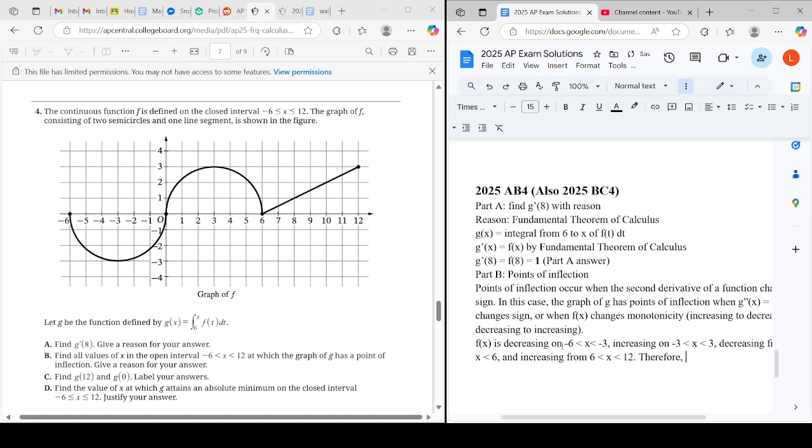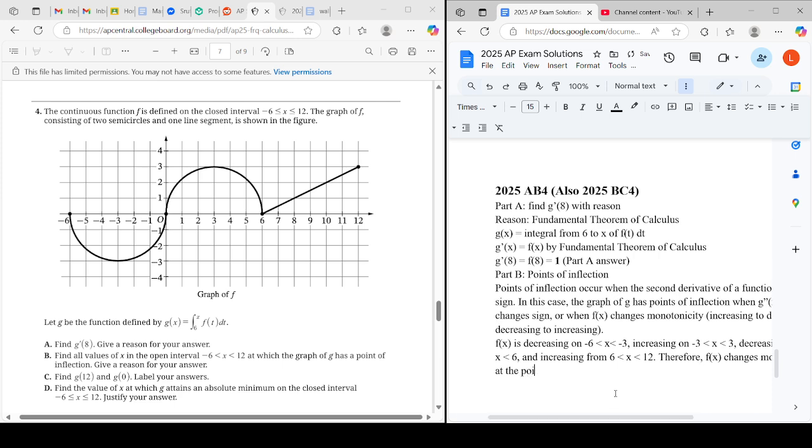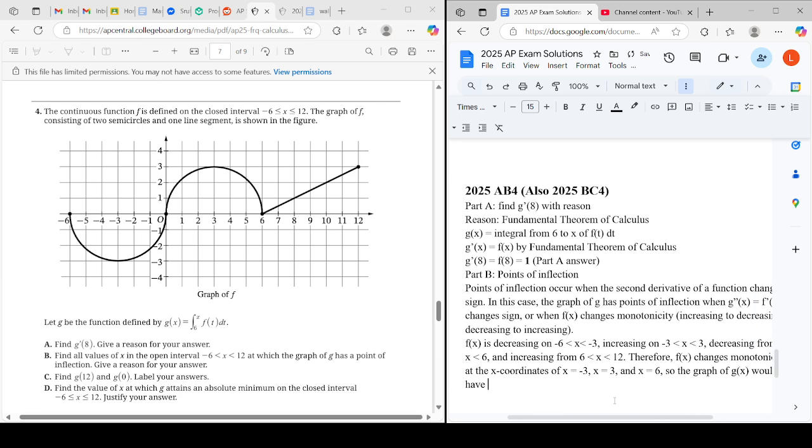Therefore, f of x changes monotonicity at the x coordinates x equals negative 3, x equals 3, and x equals 6. So the graph of g of x would have points of inflection at x equals negative 3, x equals 3, and x equals 6. And these are the answers for part B.